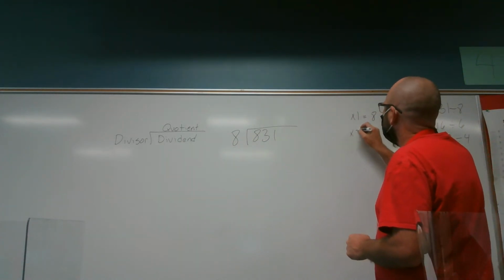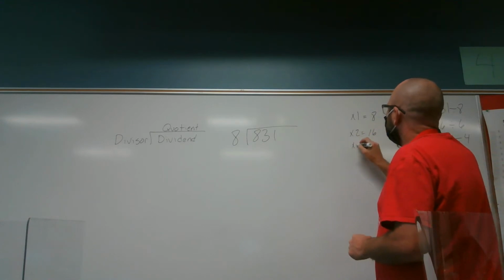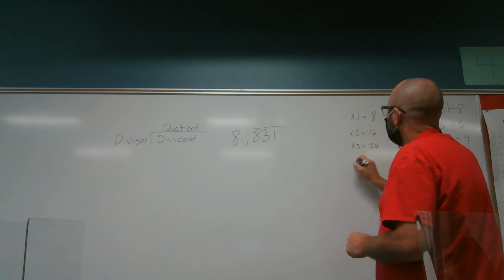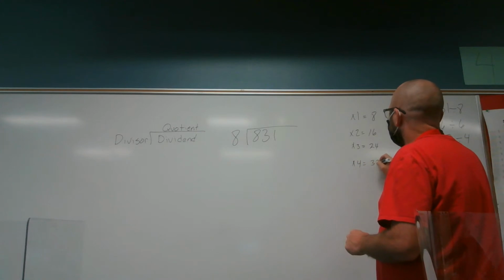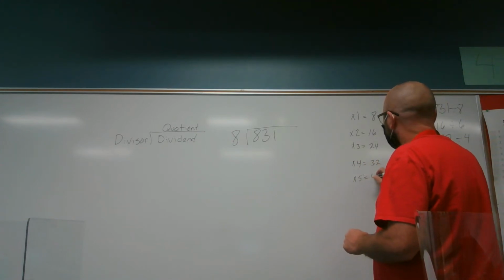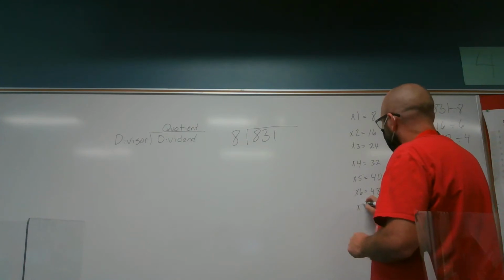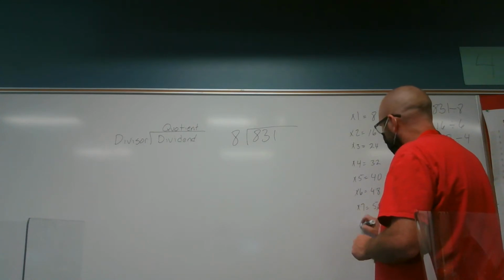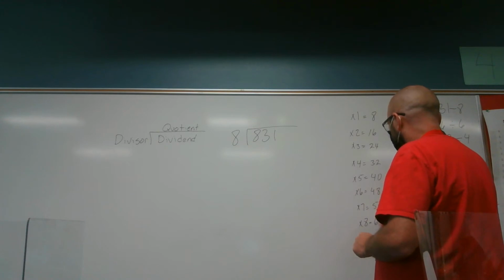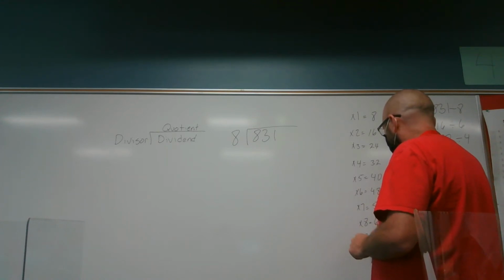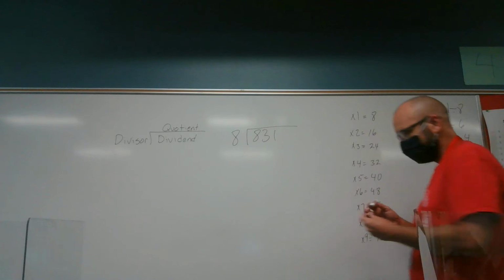8 times 1 is 8. Times 2 is 16. Times 3 is 24. Times 4 is 32. Times 5 is 40. Times 6 is 48. Times 7 is 56. Times 8 is 64. Times 9 is 72.